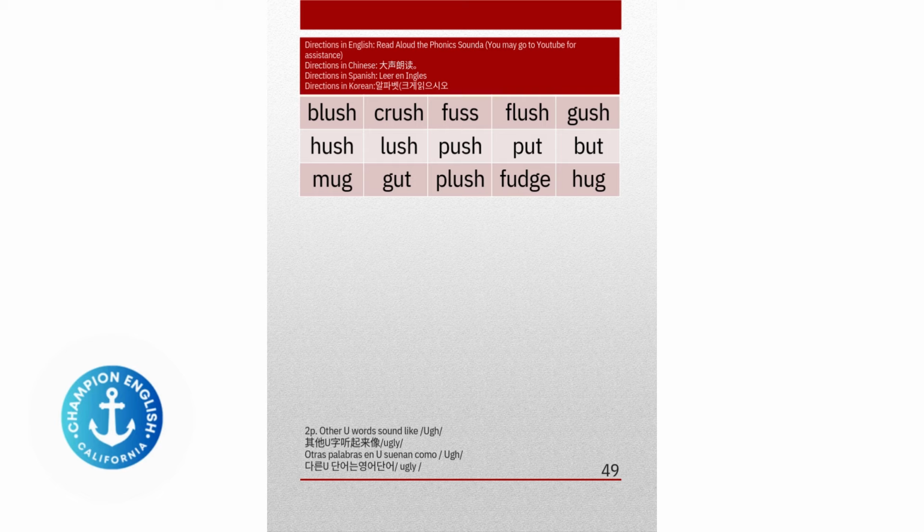Okay, we're going to take our time as we always do, and we're going to pronounce these out as we're reading it slowly yet nicely. And here we go. Bl and ush, blush. Cr and ush, crush. F and us, fuss. Fl and ush, flush. G and ush, gush. H and ush, hush. L and ush, lush. P and ush, push. P and ut, put. B and ut, but. M and ug, mug. G and ut, gut.